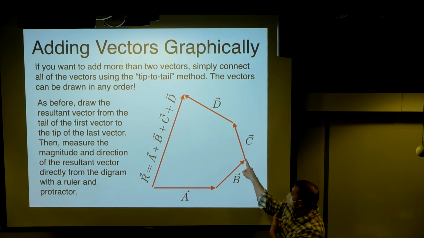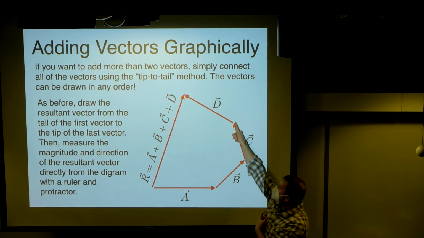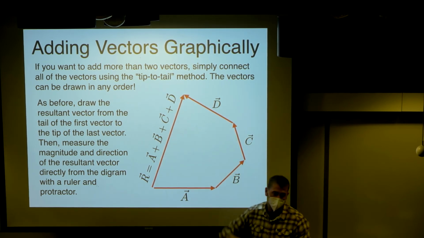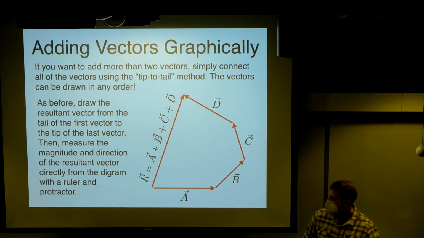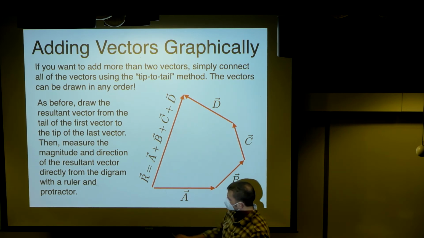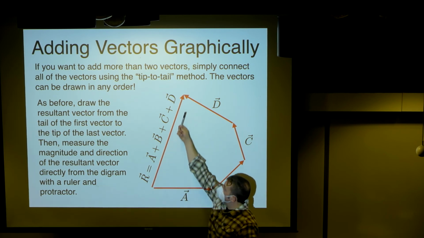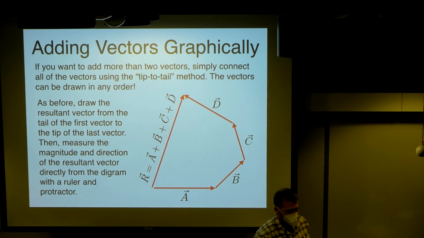It's connected tip to tail. And then D, also connected tip to tail. So we've chained all 4 vectors together tip to tail. The resultant, it's the same as before. We go from the start of the first vector all the way to the end of the very last vector.